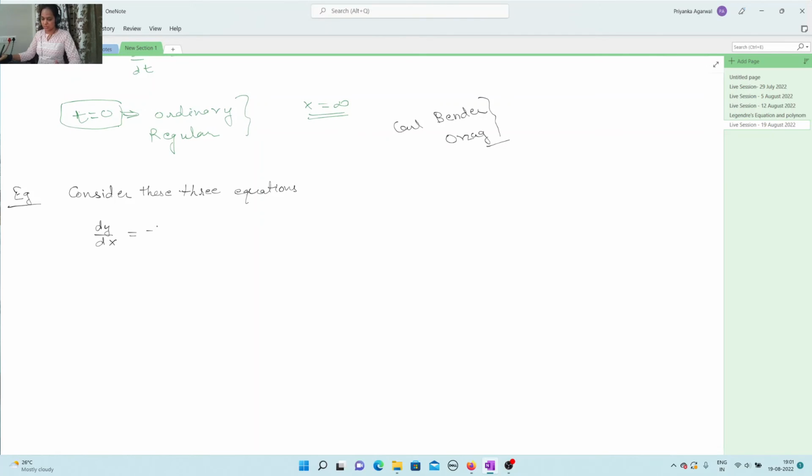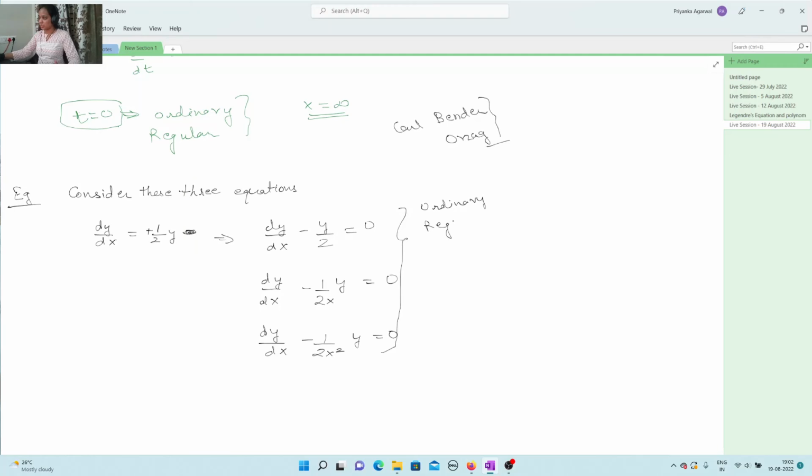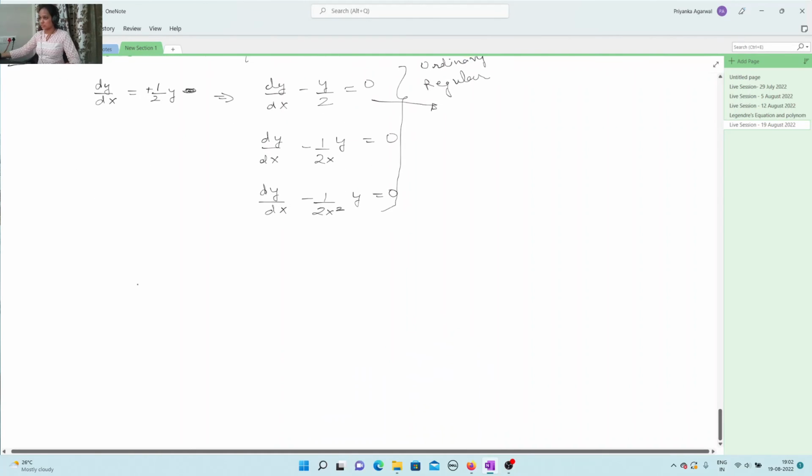dy by dx plus 1 by 2 y equals 0. So let's write it in this one: dy by dx minus y by 2 equals 0. Another equation: dy by dx minus 1 by 2x y equals 0, and the other equation: dy by dx minus 1 by 2x square y equals 0. For these three equations, we will check what ordinary or regular singular points actually mean. Because these are simple first order equations, we can solve them and see what these points mean in the solution which you get. So let's look at these one by one.